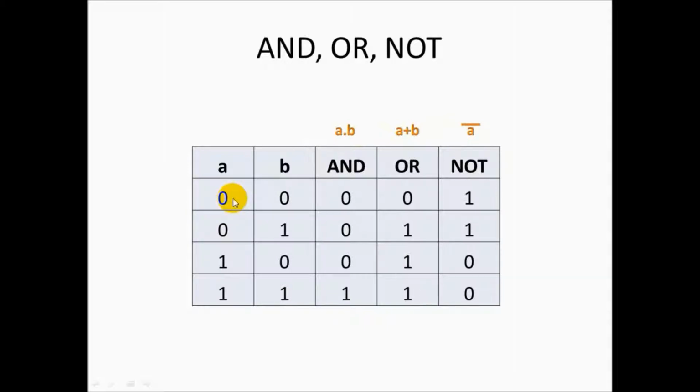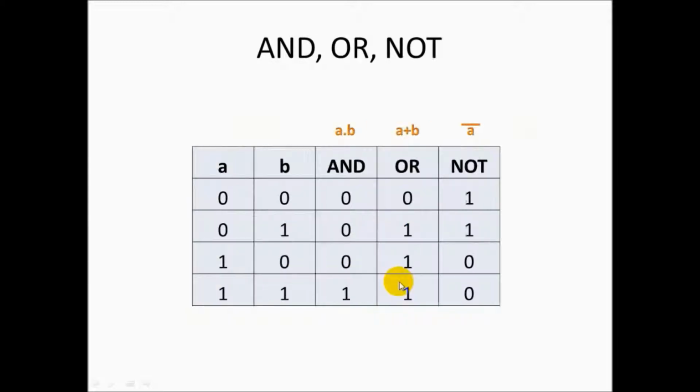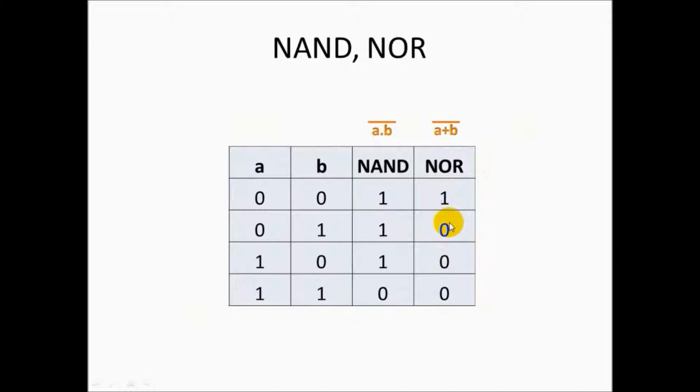So the AND is only one 1, the OR is three 1s, and the NOT is the inversion of whatever variable it is, and this is an inversion of A. That's NAND and NOR, showing you NAND and NOR, and if you want to know, it's going to be the opposite of that. So 1 1 1 and 0, that's 1 0 and three 1s, so this is going to be three 0s and one 1.